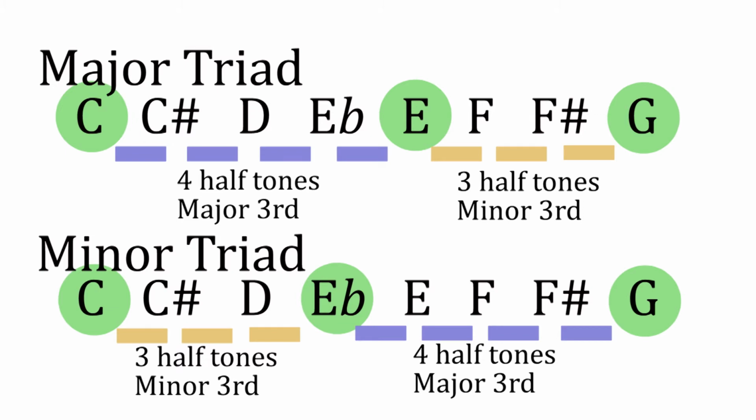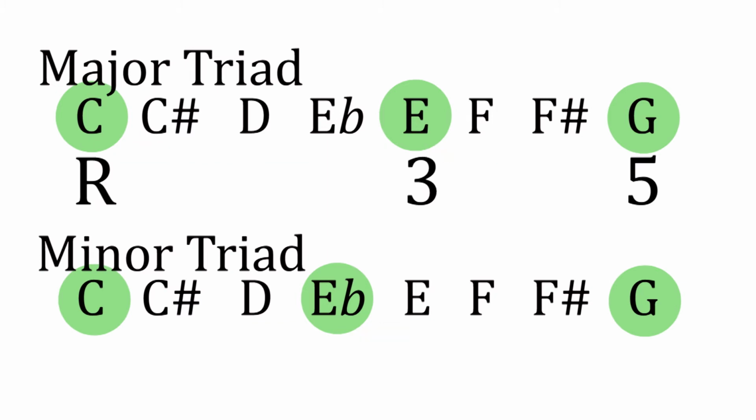But since all musicians should know their scales, it is easier just to take the root, the 3rd and the 5th note of the major scale for the major triad, or the root, the flattened 3rd and the 5th of the major scale for the minor triad.